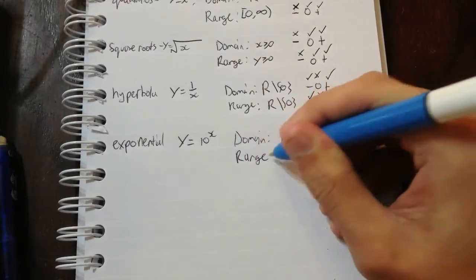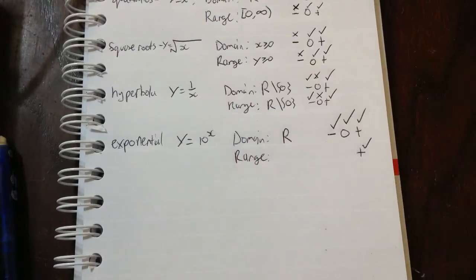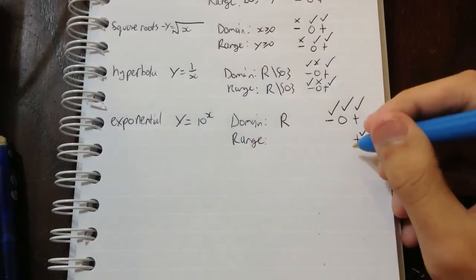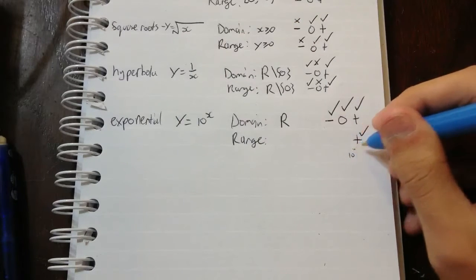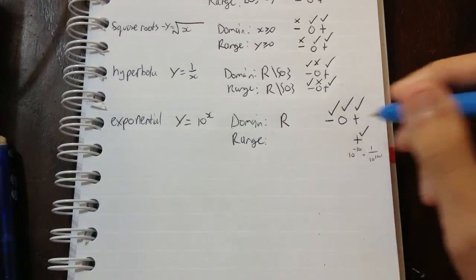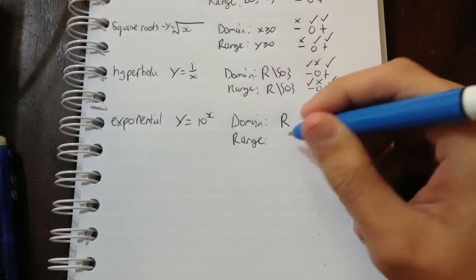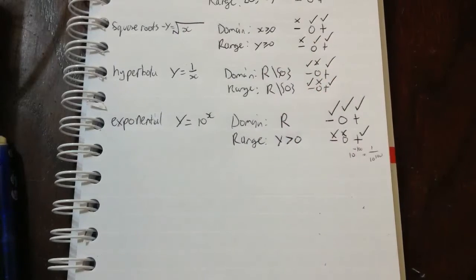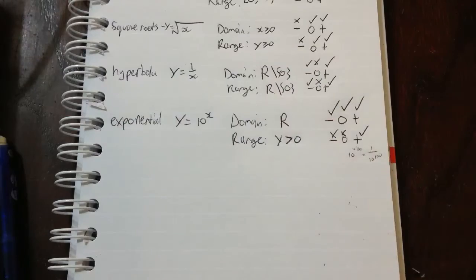What's the range though? Can y be positive? Yes. Can y be 0? No. 10 to the something will never equal 0. 10 to the negative 100 would equal 1 on 10 to the 100. There's no way you can get 0, and you can't get negative numbers. So the range is y is greater than 0. Or you could do R plus. But I find it easier to use y is greater than 0.